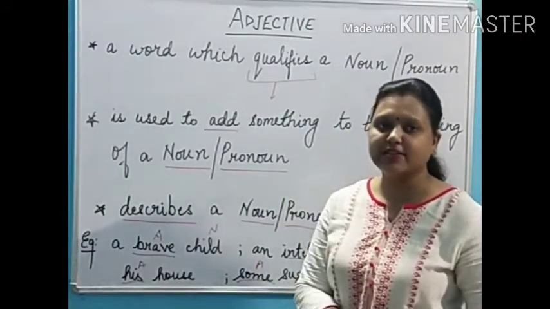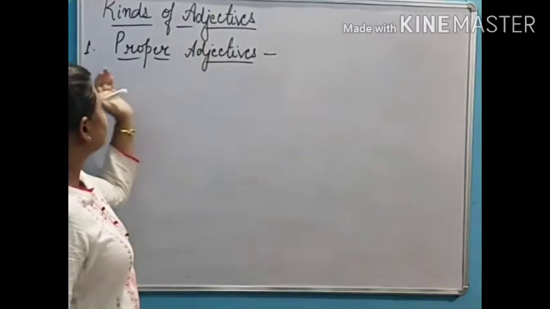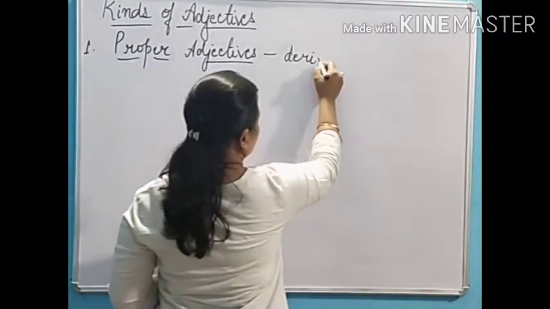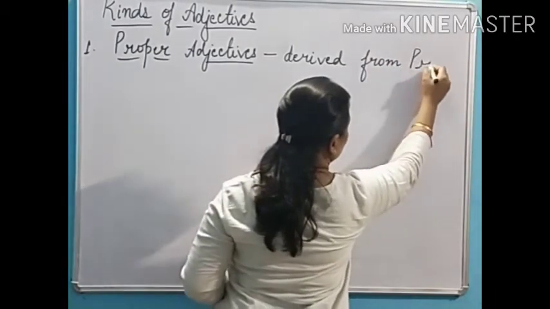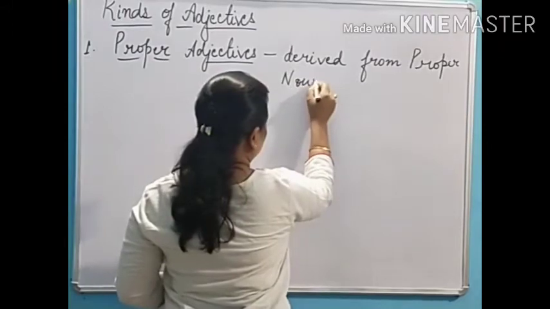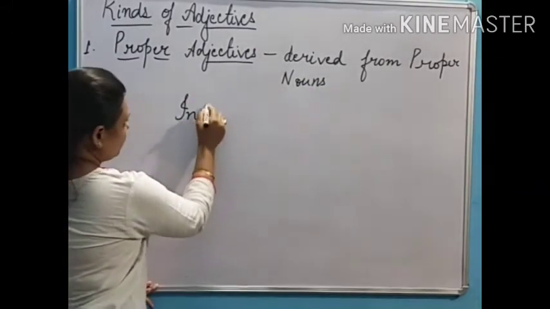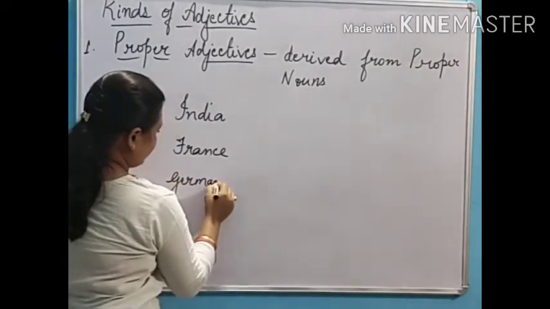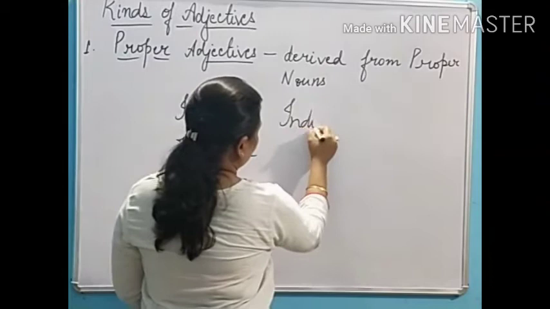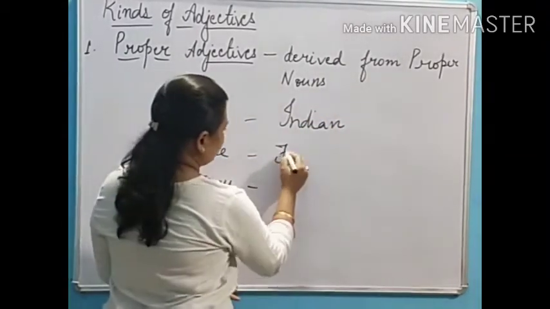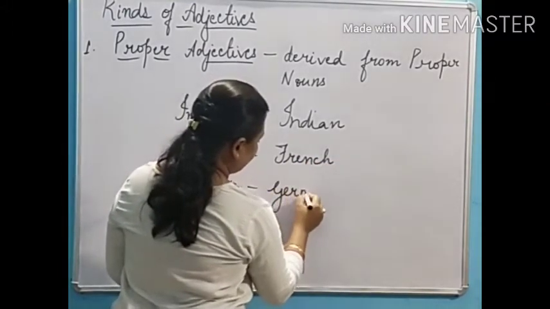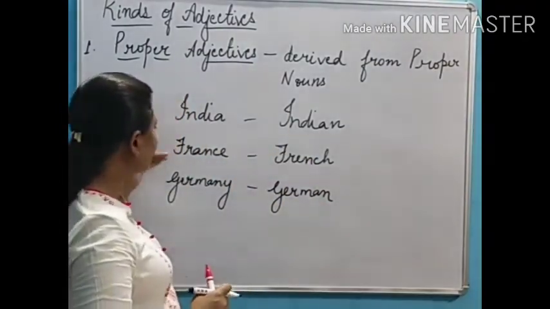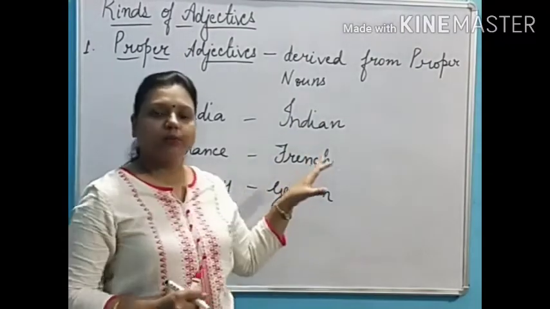Now we are going to understand the various kinds of adjectives one by one. Now the kinds of adjectives, the first one we have is proper adjectives. Now what are proper adjectives? Proper adjectives are those adjectives which are derived from proper nouns. Let's understand how. For example, if I say India, India is the name of a country, it's a proper noun. France, Germany. Indian is adjective over here. French, German. So those adjectives which are derived from the proper nouns, such adjectives are known as proper adjectives.